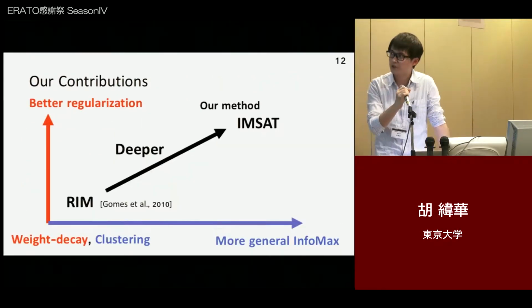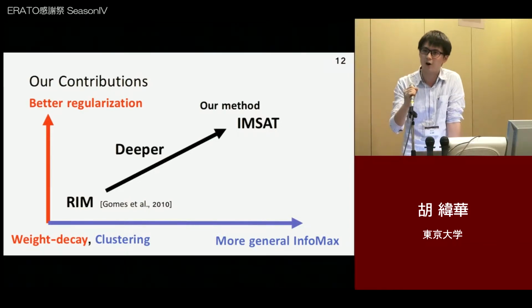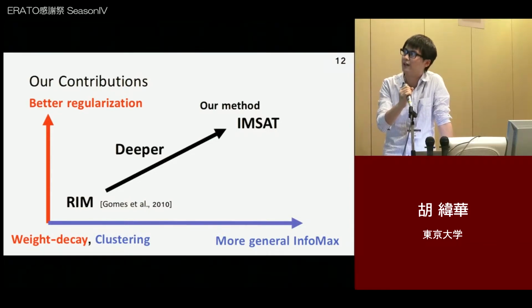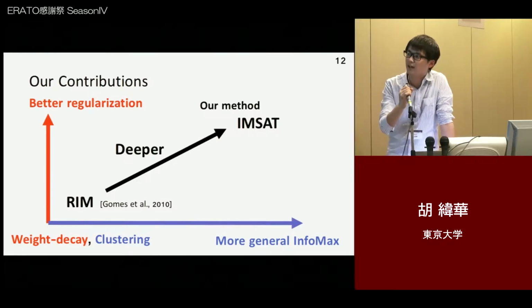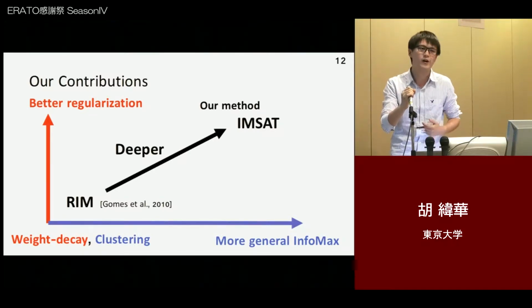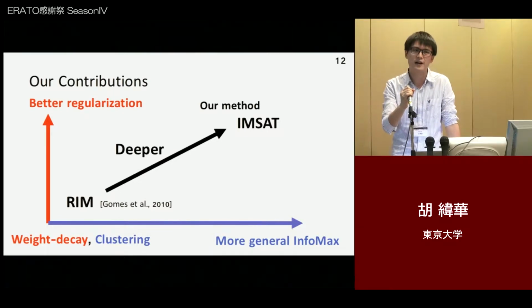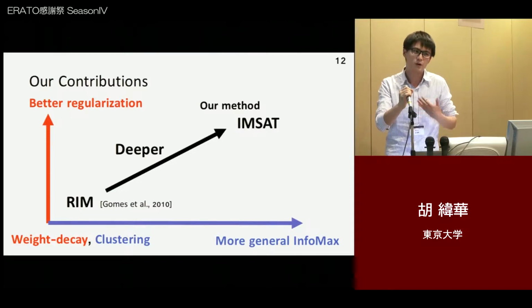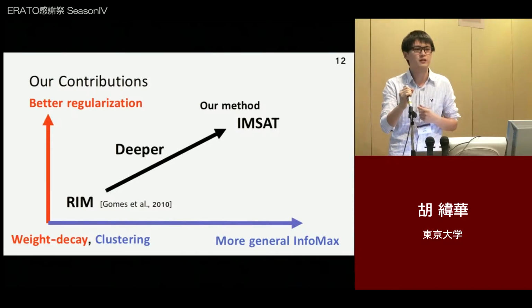So our contributions are twofold. We built on this RIM framework, and we proposed a novel method called IMSAT. So our two contributions are orthogonal. First, we propose a better regularization method to better regularize the neural networks. And we also extend the mutual information maximization criteria so that it can also be applied to the task of discrete representation learning, not just clustering.